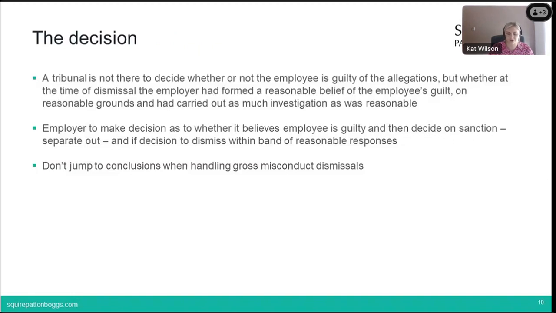What's the appropriate sanction? Now, as we've already mentioned, it's probably worth stressing again, an employer doesn't have to prove beyond reasonable doubt that an employee has committed the act of misconduct. That's not the threshold that you're trying to meet.